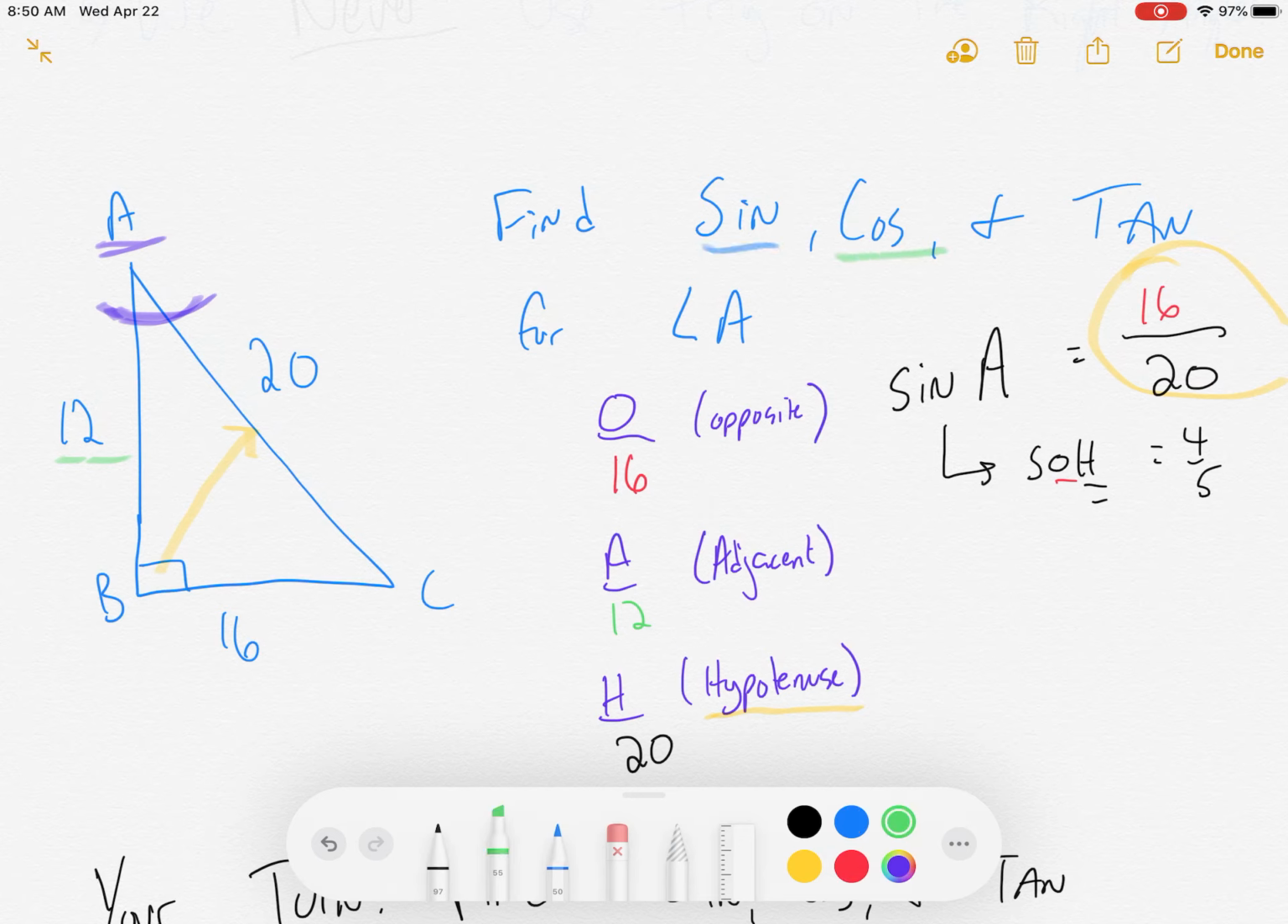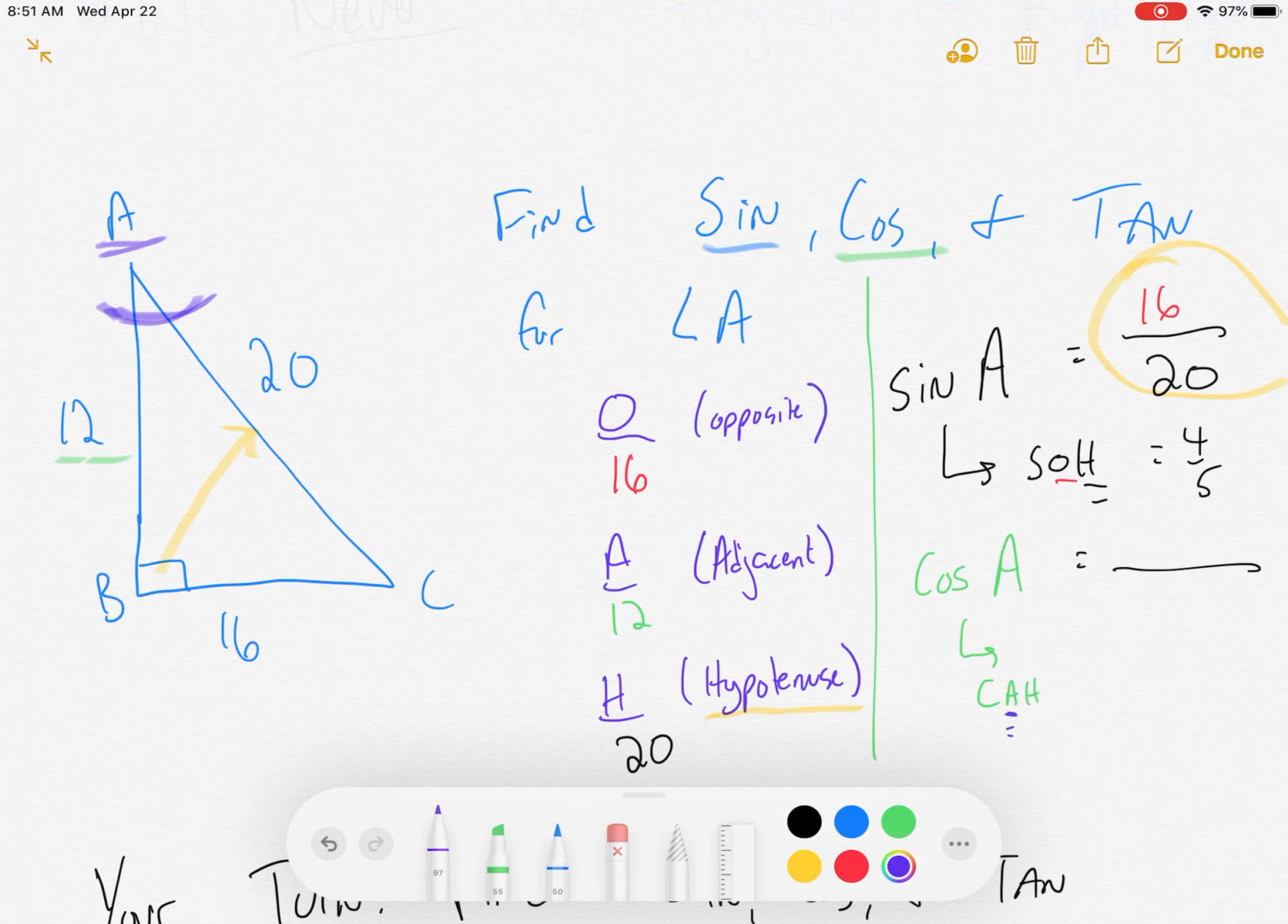Okay, next up, we found sine. Now let's find the cosine of angle A. So cosine is CAH, so CAH TOA. Just like before, cosine of A is going to equal something over something.